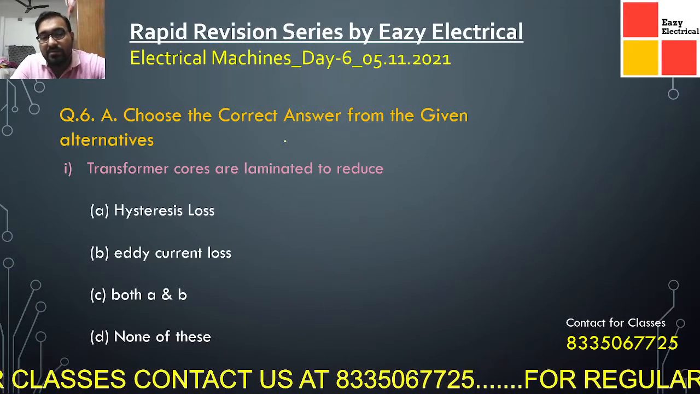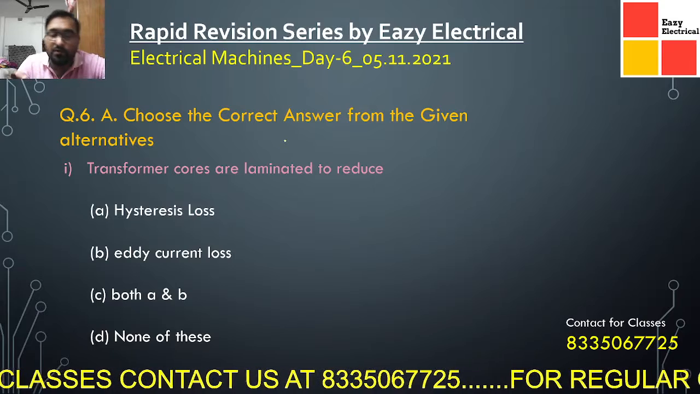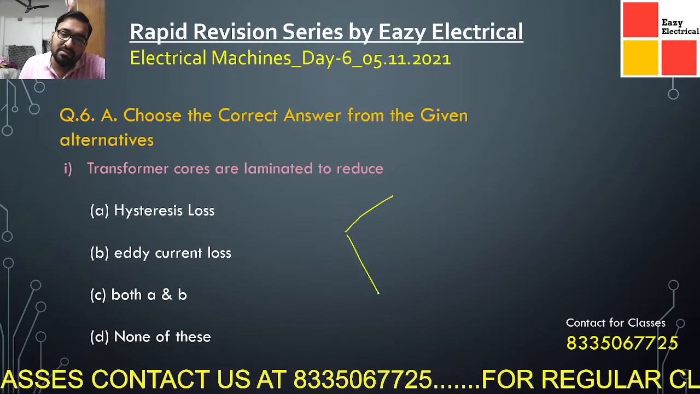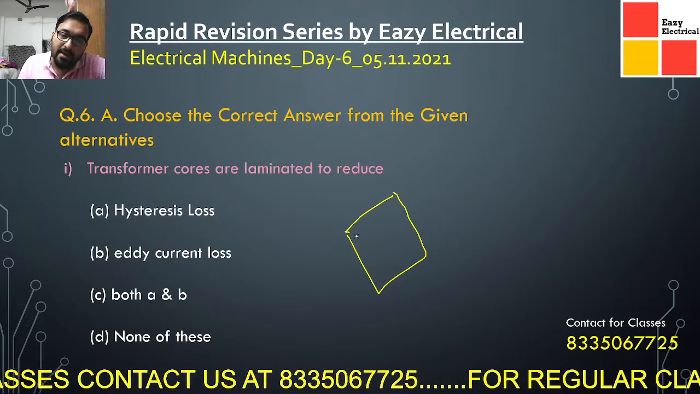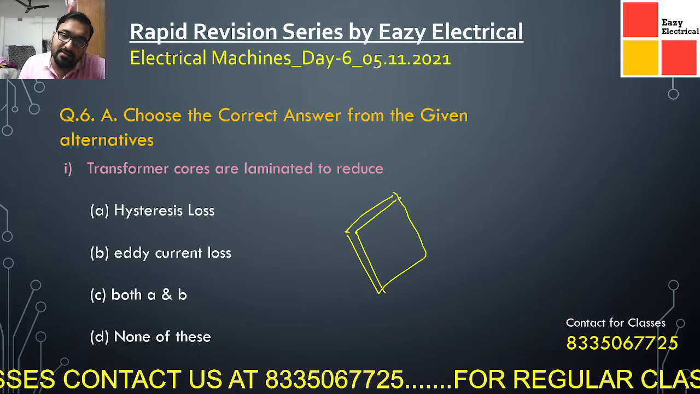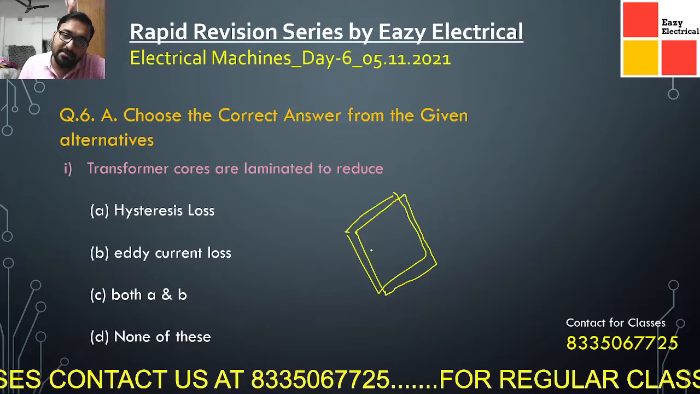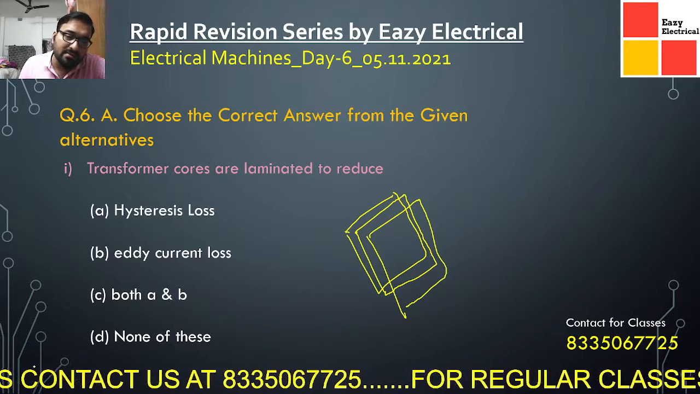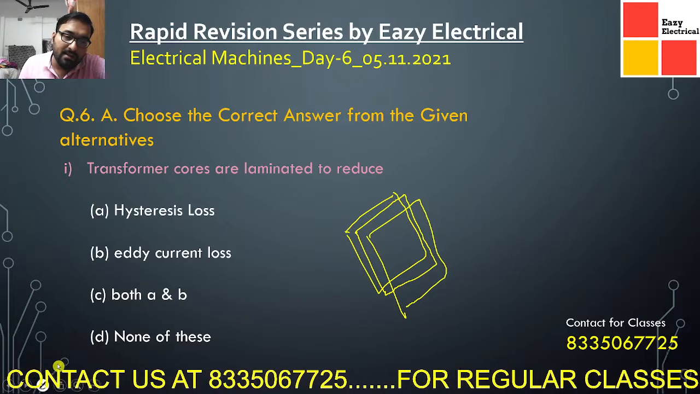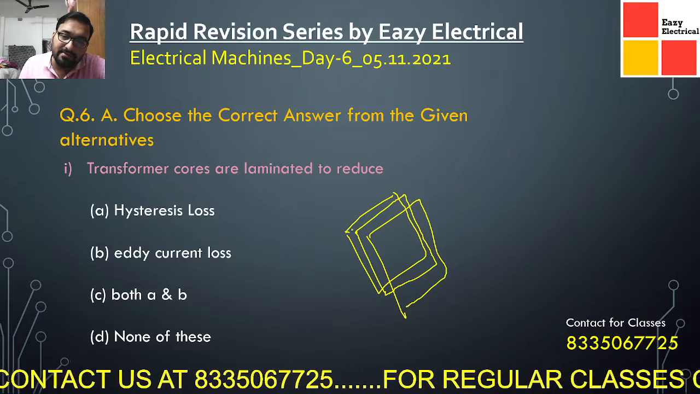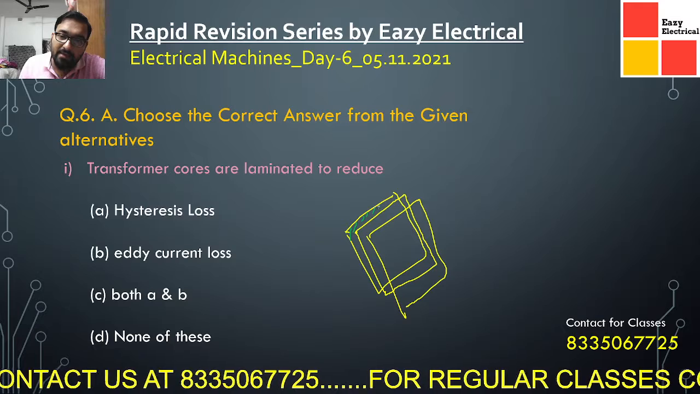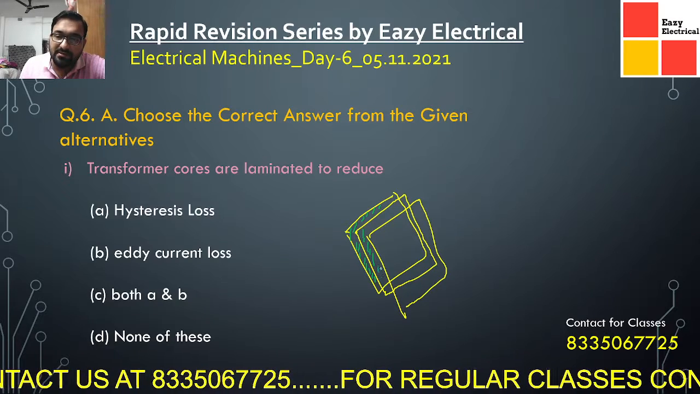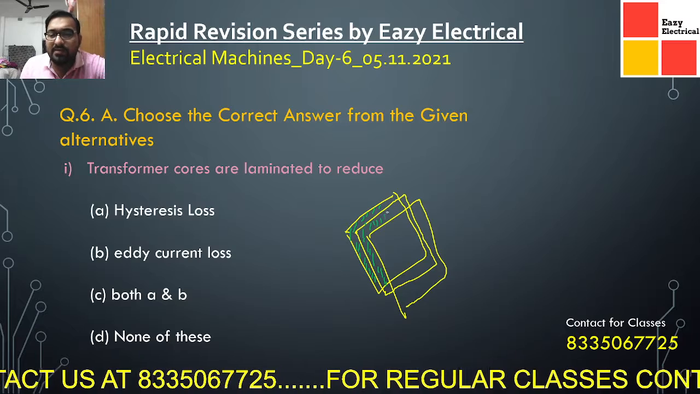Now coming to the next question, the transformer cores are laminated to reduce? What is lamination? Suppose this is one sheet and another sheet is stacked just after it, another sheet is stacked just after it. So lamination means we are basically providing a layer of something else above each and every sheet, so that there is an insulation between the sheets. So what does this stop?